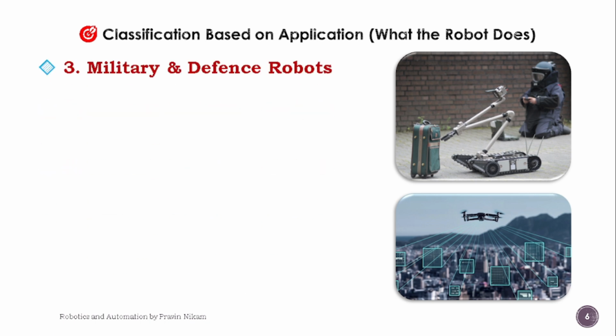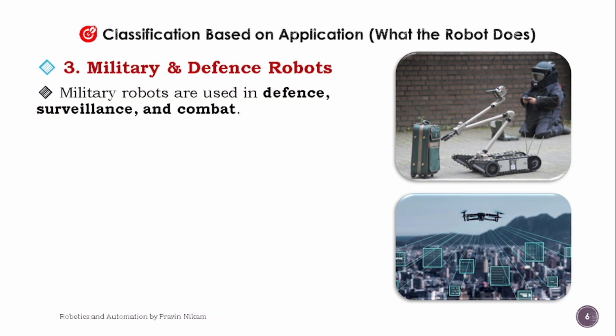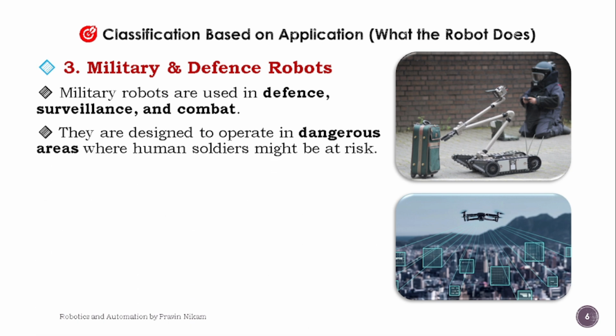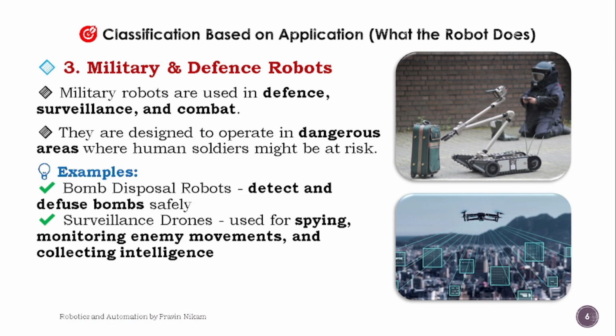Third type is military and defense robots. Military robots are used in defense, surveillance and combat. They are designed to operate in dangerous areas where human soldiers might be at risk. Examples are bomb disposal robots, which detect and defuse bombs safely, and surveillance robots or surveillance drones used for spying, monitoring enemy movements and collecting intelligence.